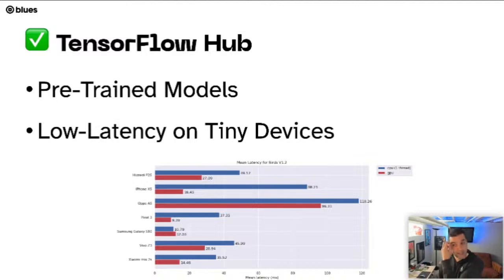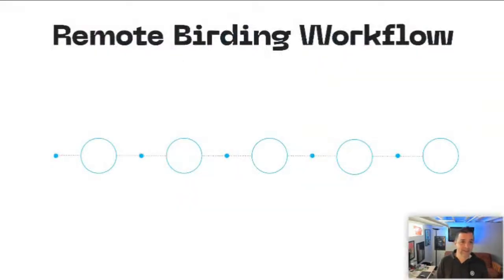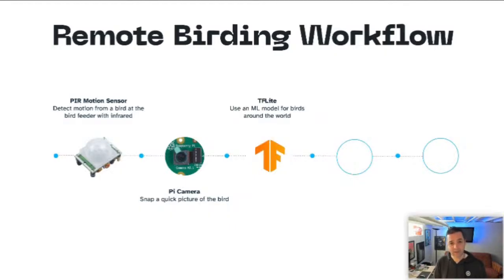However, I did find that the latency for resolving those images on low power hardware like the Pi with this model was pretty incredible. So with all these puzzle pieces in place, what could I actually build? Well, I did start with a PIR motion sensor that would detect when a bird landed at the feeder, followed by taking a picture with a Pi camera module, and then feeding that image of the bird to the TF Lite runtime using a tiny little app that I wrote in Python.